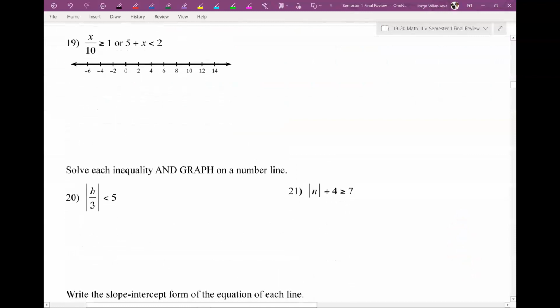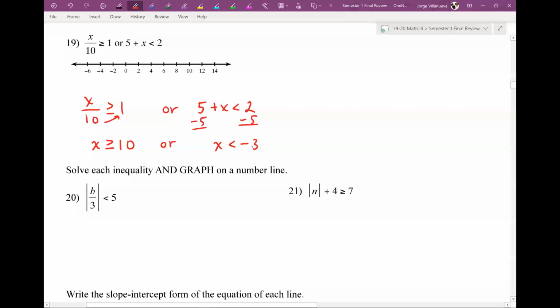So I have 2 different problems. x over 10 greater than or equal to 1, or 5 plus x less than 2. I'm just writing this out for my own good here. So to solve x over 10 greater than or equal to 1, I'm going to multiply by 10. I'm going to move that 10 over here by multiplying it. So x greater than or equal to 10. Or, and then this one I'm going to subtract both sides by 5. So I get x less than negative 3.